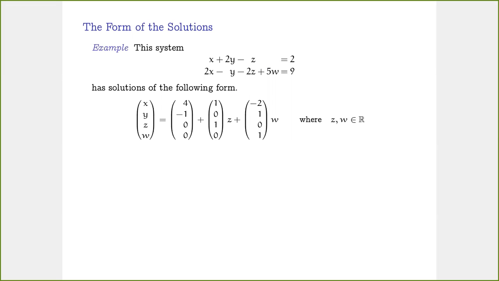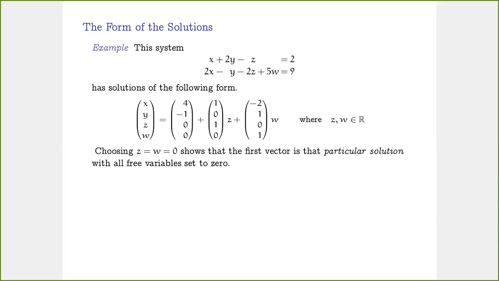form. A constant vector, 4, minus 1, 0, 0, not multiplied by any variable, plus two vectors, each multiplied by a free variable, z and then w. Choosing z equals w equals 0 shows that the first vector is that particular solution with all free variables set to 0. We will always call that solution of any linear system where you set all the free variables to 0 the particular solution of that linear system.